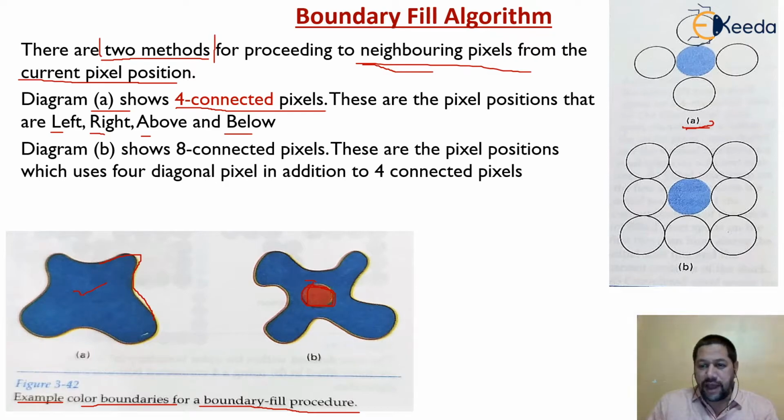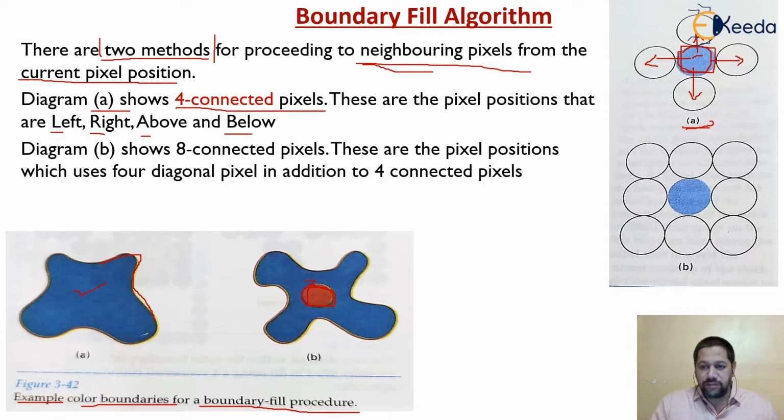Let us look at the diagram. In this diagram, remember, this is my current pixel, the center pixel. Now I consider the four neighboring pixels of this. This is the left pixel, this is the right neighbor pixel, this is the above or up pixel, and this is the below or down pixel.